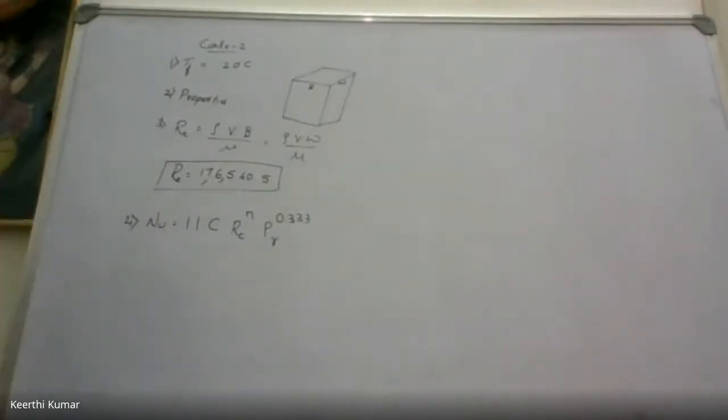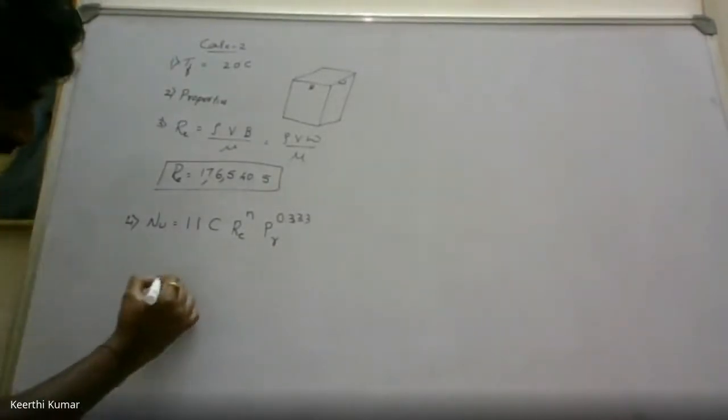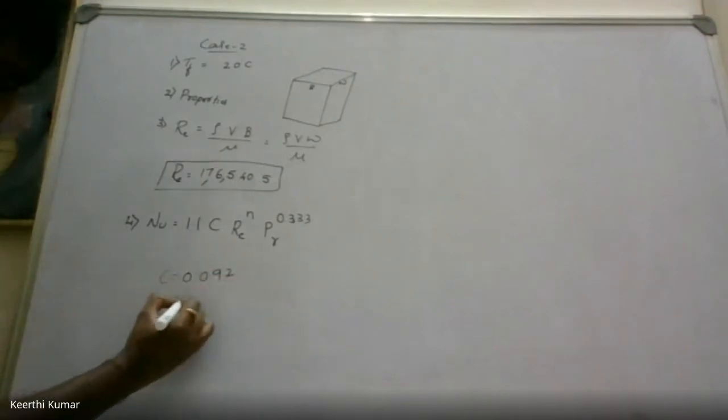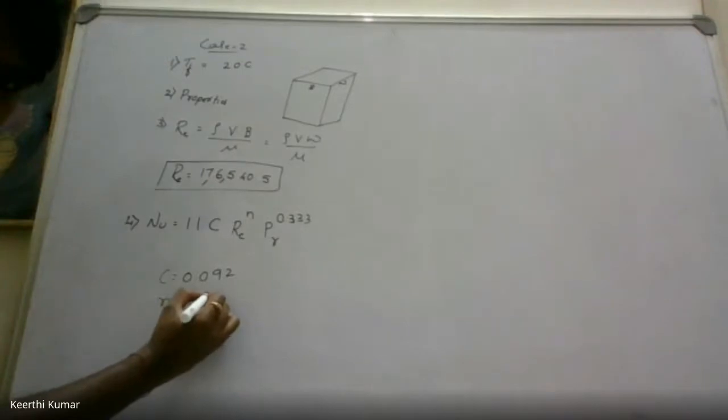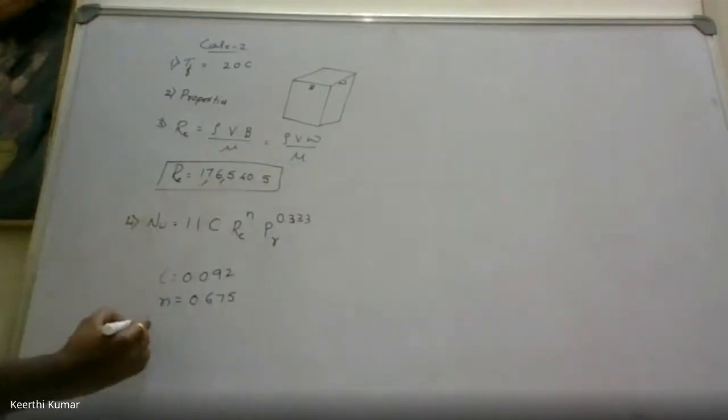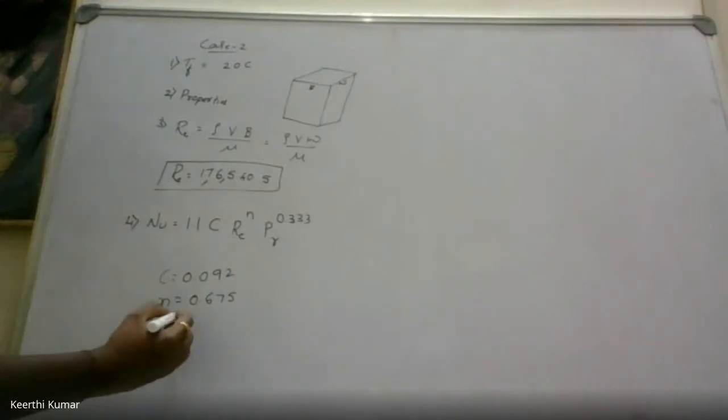So, last but third one. We got C is equal to 0.092 and the value of N is equal to 0.675. Substitute back here, you will get Nu. So that Nu value is 313.15.